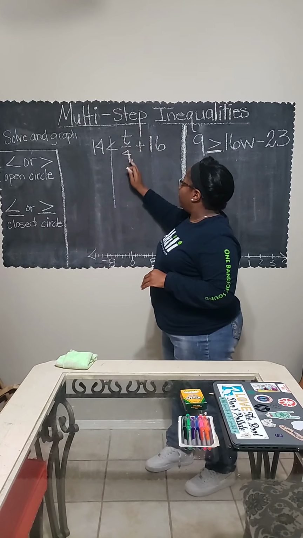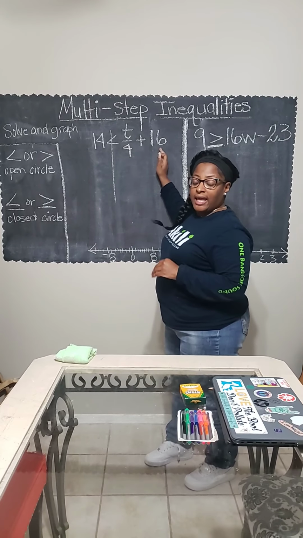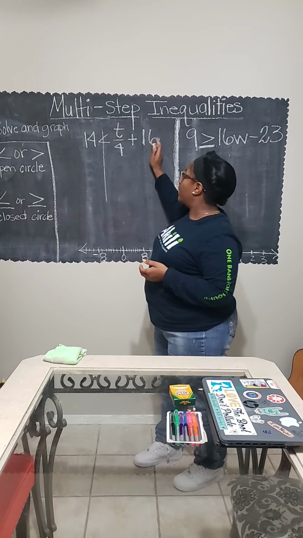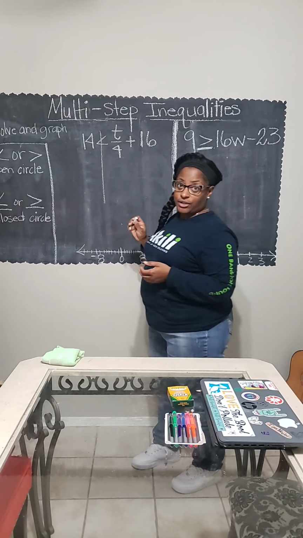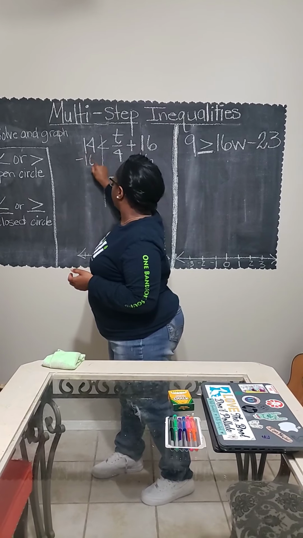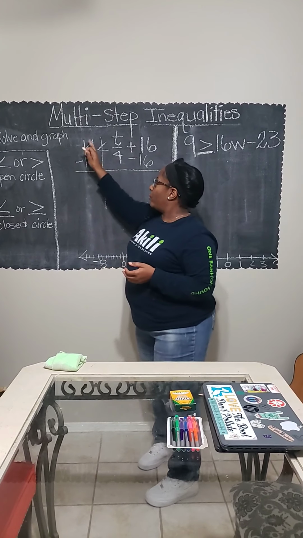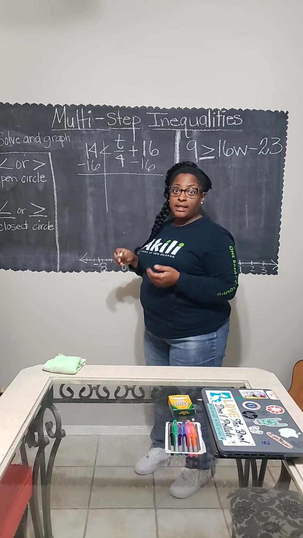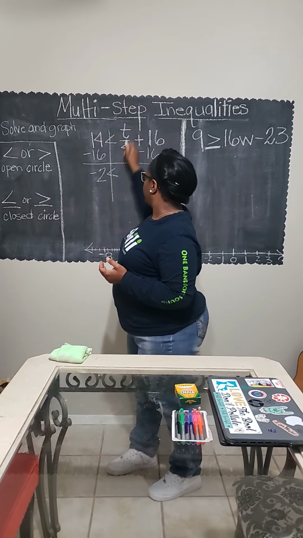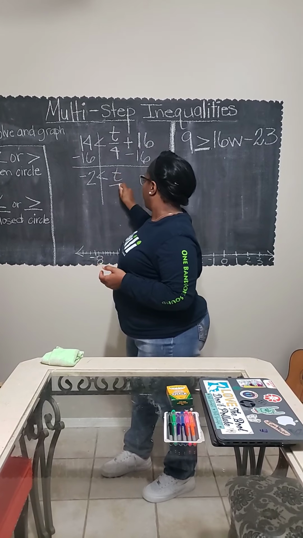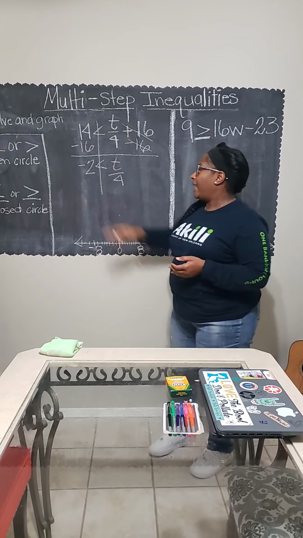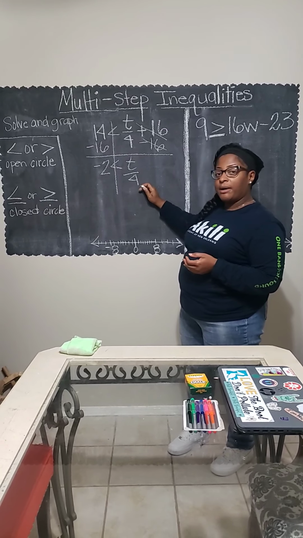So I see I have division and addition. And the inverse of addition, we always start with addition or subtraction first. The inverse of addition is subtraction. So I'm going to subtract 16 from both sides of the inequality. 14 minus 16 is -2. Bring down my less than sign, bring down t divided by 4, and then cross out the inverse. I have -2 is less than t divided by 4.